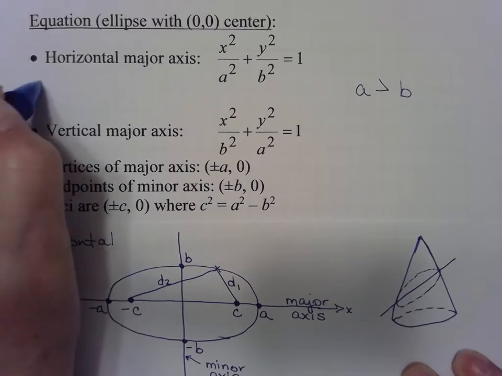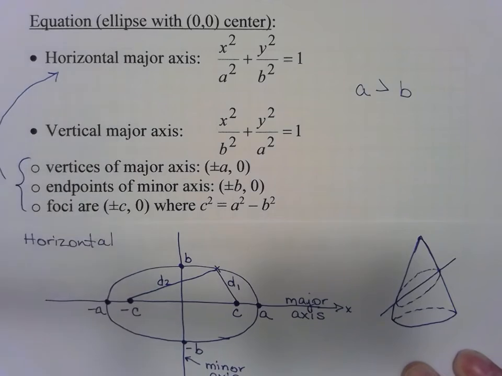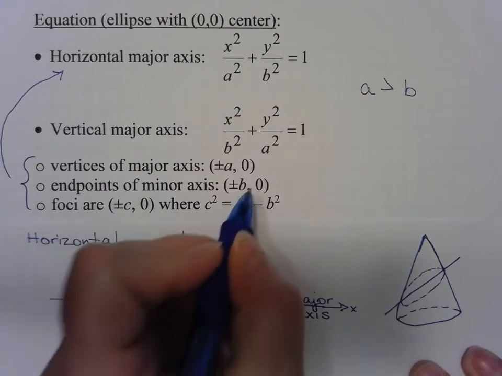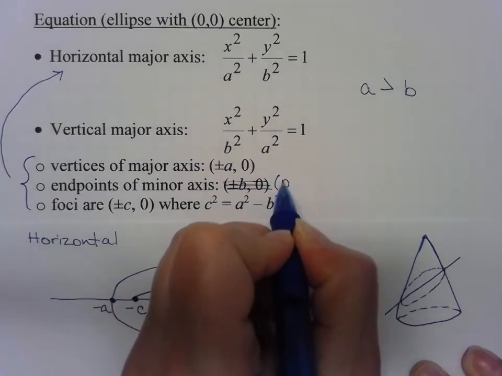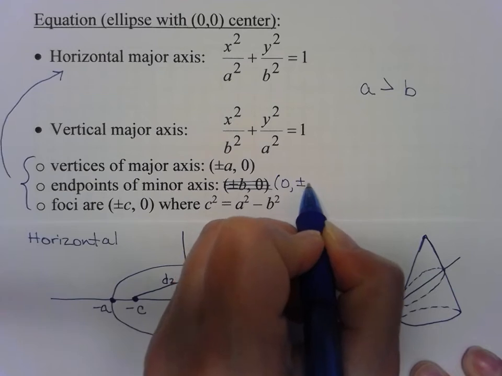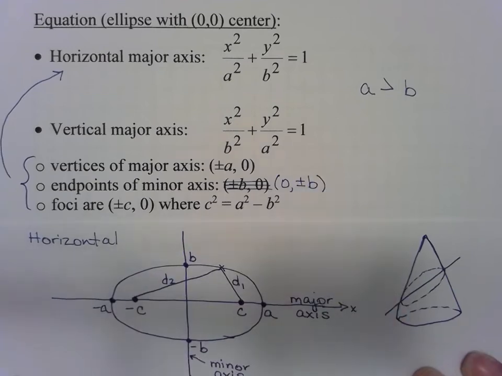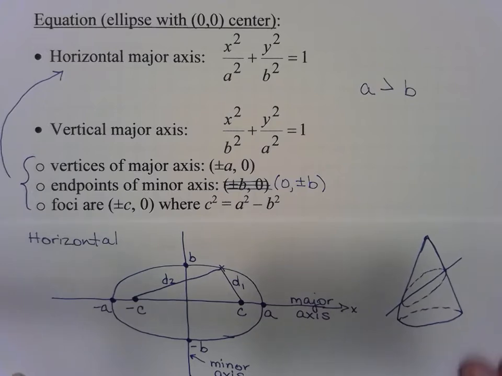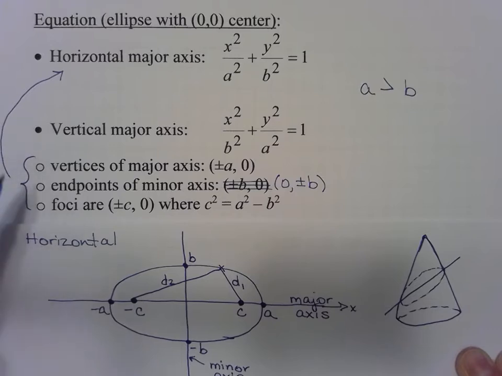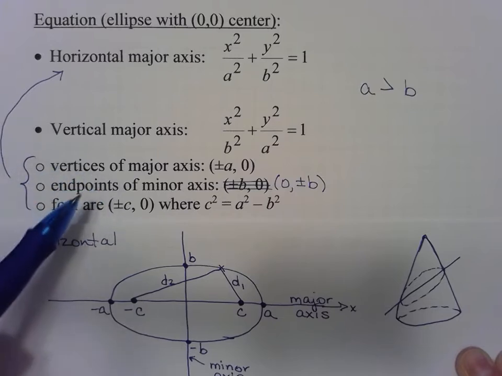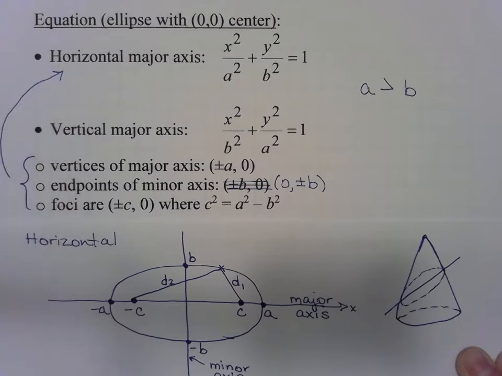I will send you a formula sheet with everything labeled correctly, since I've kind of goofed here. This is not correct. I'm sorry. Should be 0, comma B, or 0, comma negative B. Okay, and it would be reversed for the vertical. So I'm not going to write those here, but everything we have written here actually applies to this horizontal major axis, just like the picture we just drew.